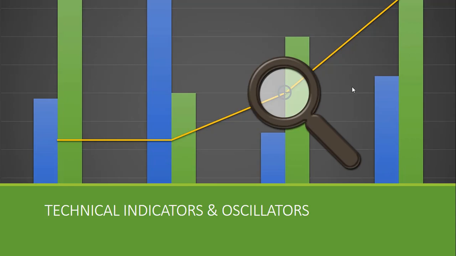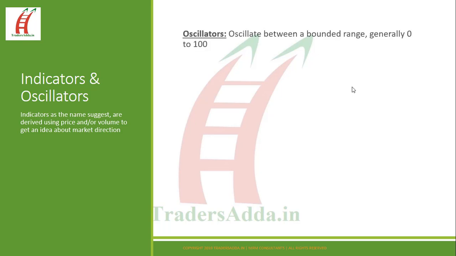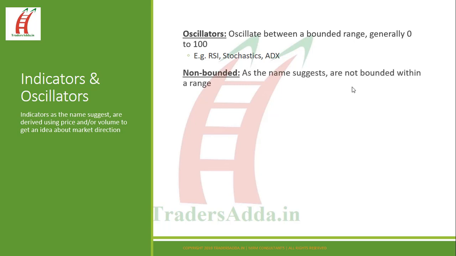So let's begin. Indicators and oscillators. Indicators, as the name suggests, are derived using price and or volume to get an idea about market direction. Indicators can be broadly classified as follows. Oscillators oscillate between a bounded range, generally 0 to 100. Examples are RSI, Stochastics, ADX.